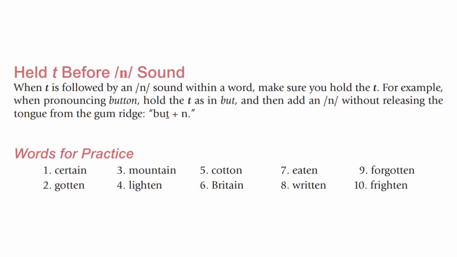Held T before an N sound. When the T is followed by an N or an N sound within a word, make sure that you hold the T. For example, we don't say button or button, we say button. Hold the T as in but, and then add an N without releasing the tongue from the gum ridge. Button. Similarly, don't say written or ridden, say written. Don't say kitten or kitten, say kitten.